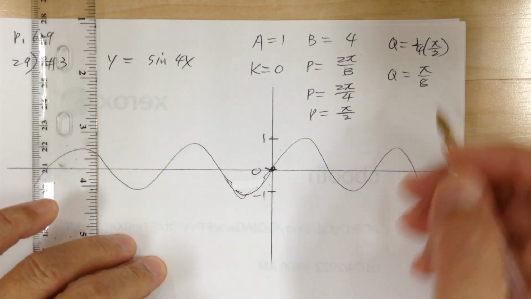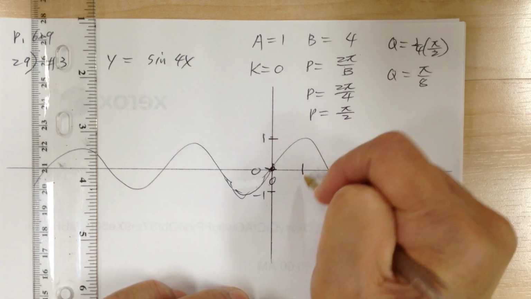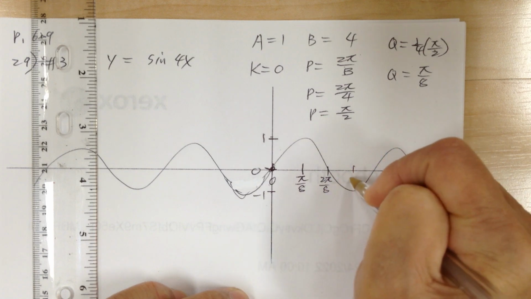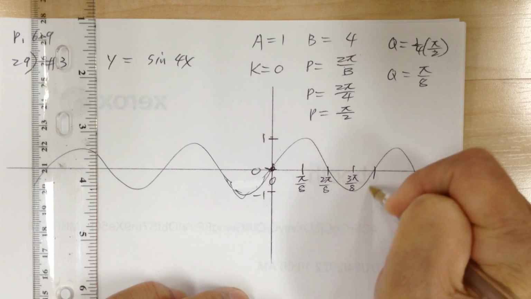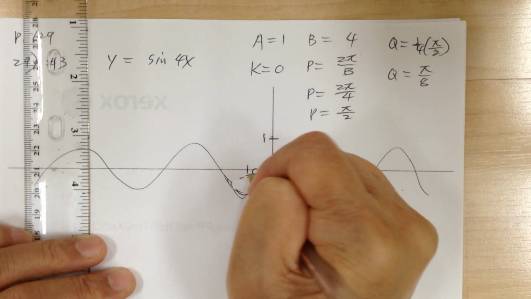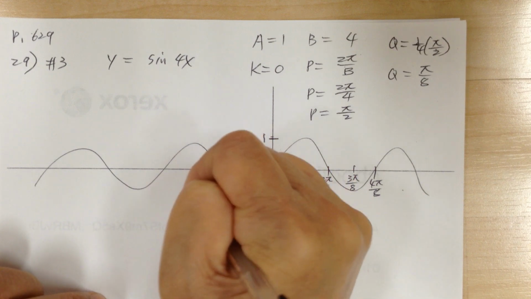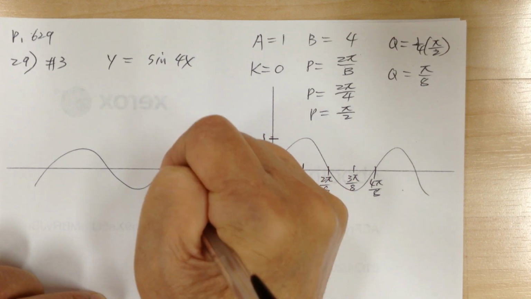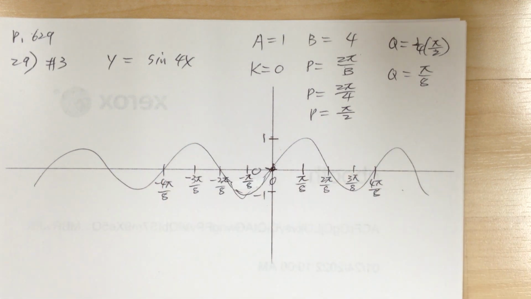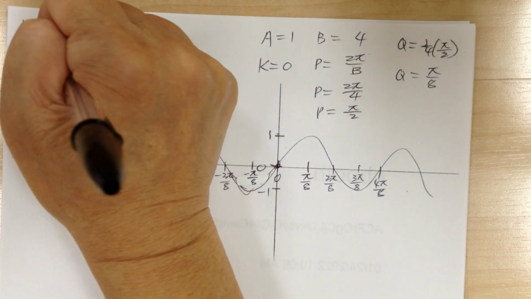Now you have to go horizontal. So again, start with 0. Now quarter wave is pi over 8. That means each of these is pi over 8, 2 pi over 8, 3 pi over 8, and 4 pi over 8. Okay, and you go this way. This would be -pi over 8, -2 pi over 8, -3 pi over 8, -4 pi over 8. Okay, so that's it. Let's go to the next one.